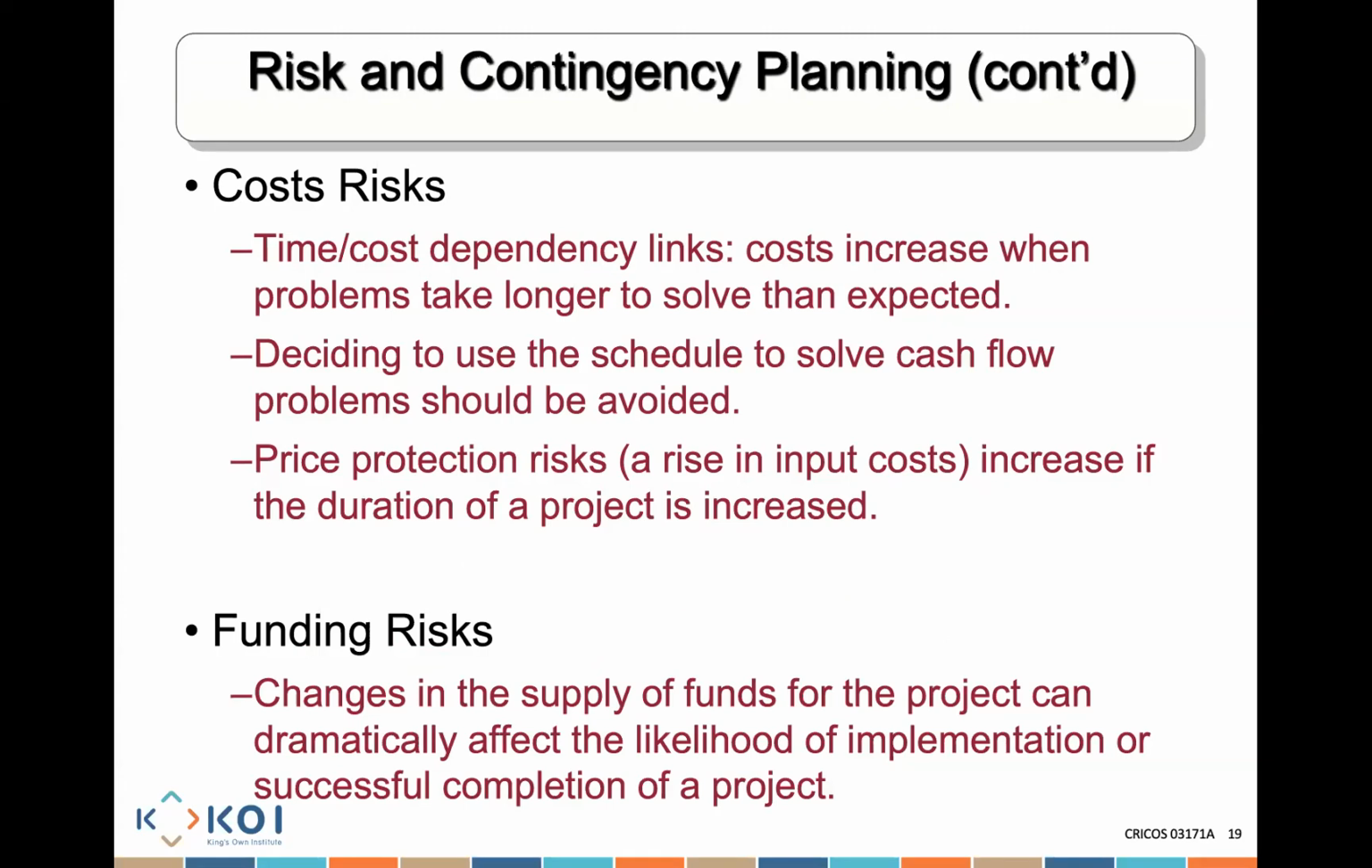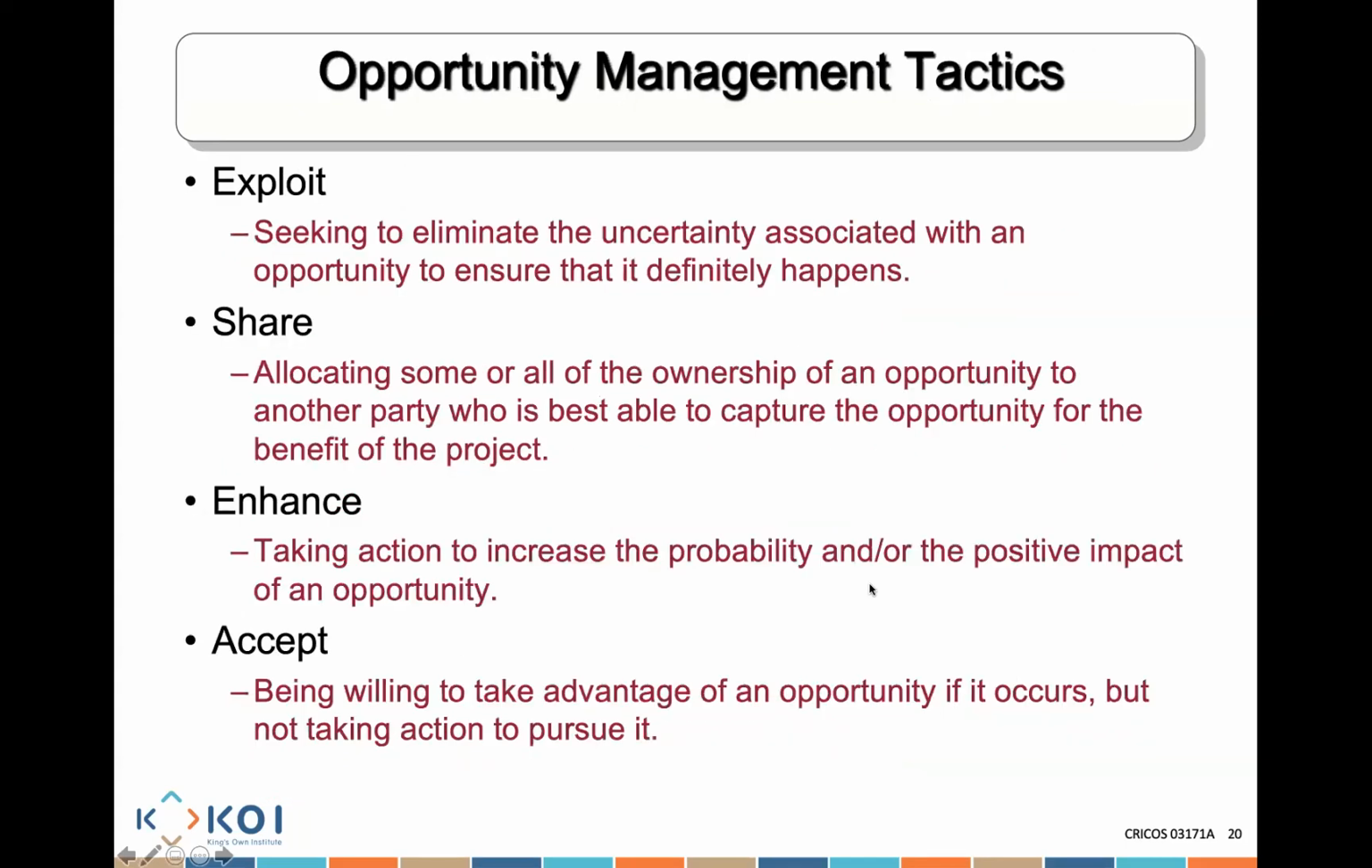Cost risks, time-cost dependency. If it's going to take longer, I'm going to have more problems, so I need to manage that. Deciding to use a schedule to solve the cash flow, for example. You might say, I want to reduce my schedule, get things done quicker. Price protection risk: if the price increases, you're not going to be impacted by that issue. So all of these things are for us to bear in mind.